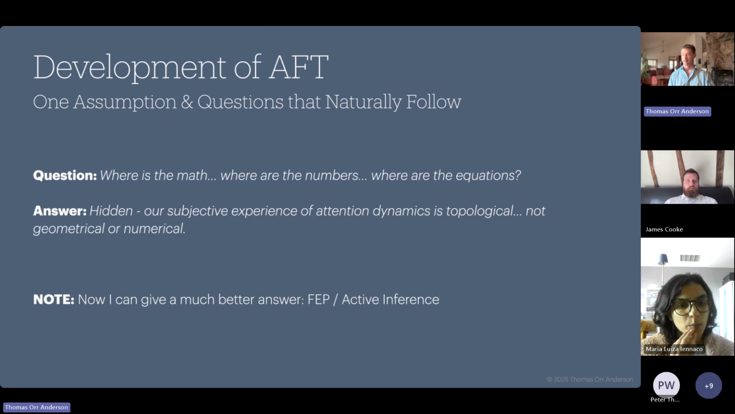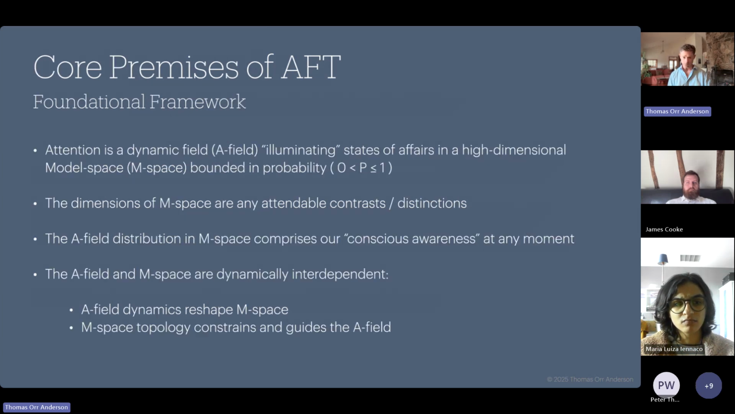Where's the math? It's FEP, or active inference principles, which are in a sense presumably hidden underneath in the workings that are guiding and defining all of these processes I'm referring to. So, core premises. We're going to now enter into the basic framework of attention field theory, the foundational framework: that attention is a dynamical field, I call it a field, illuminating, quote unquote, states of affairs in a high dimensional model space, M space, bounded in probability between 0 and 1.